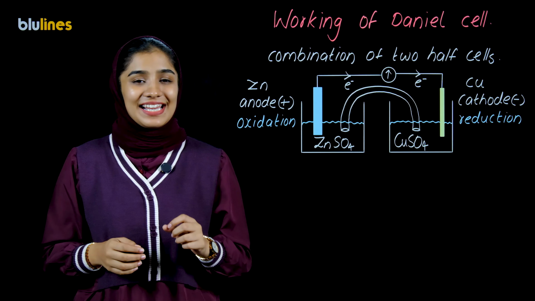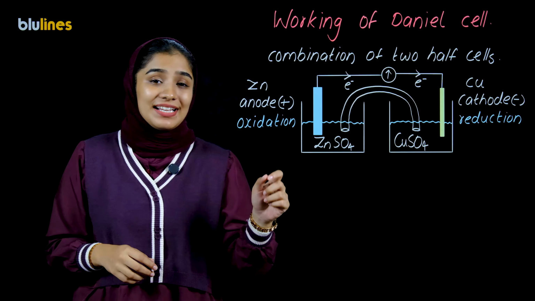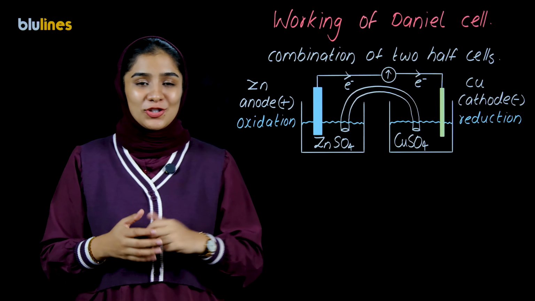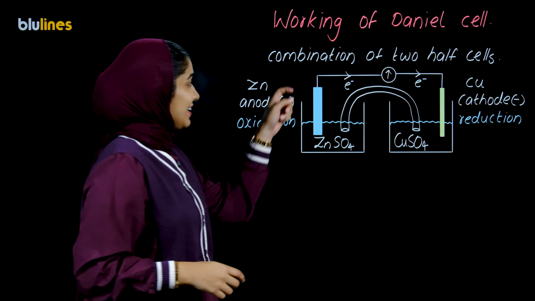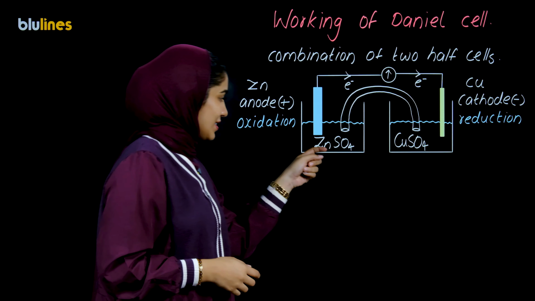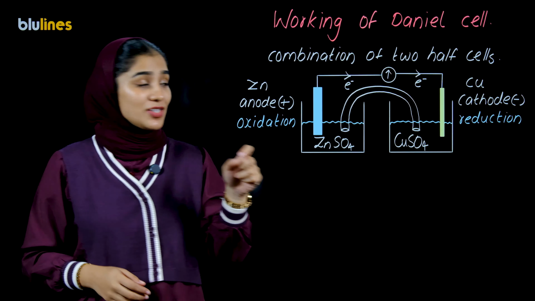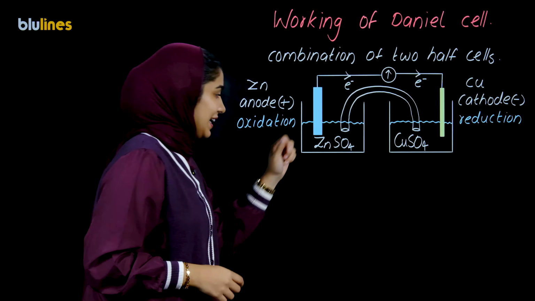Daniell cell is an example of a galvanic cell in which the metal is immersed in its own salt solution. That is, it is a combination of two half cells. This is one of the half cells and this is the other half cell. A half cell consists of an electrode and an electrolyte.